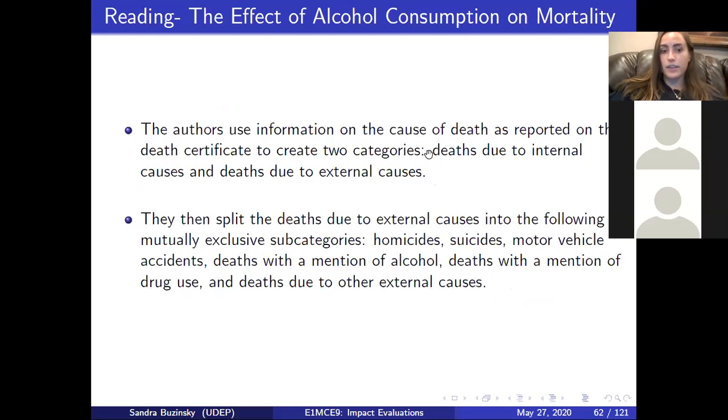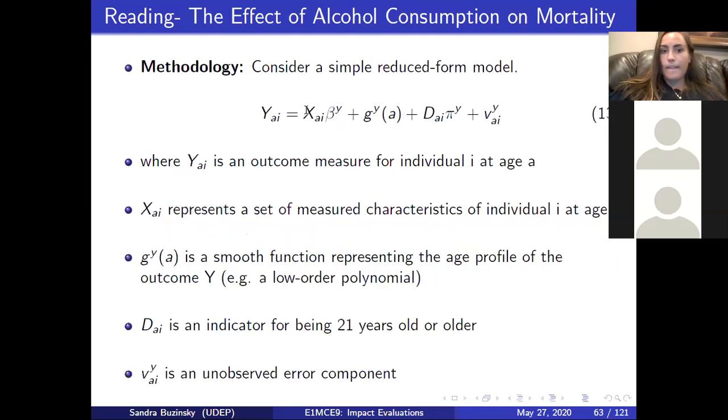So they have deaths due to internal causes and deaths due to external causes. They're only interested in external causes, which consist of homicides, suicides, motor vehicle accidents, death by alcohol, death with a mention of drug use, and deaths due to all external causes. They're mainly going to focus on motor vehicle accidents, but I think they do include estimations for all types of external. So this is their reduced form estimate that they will use.